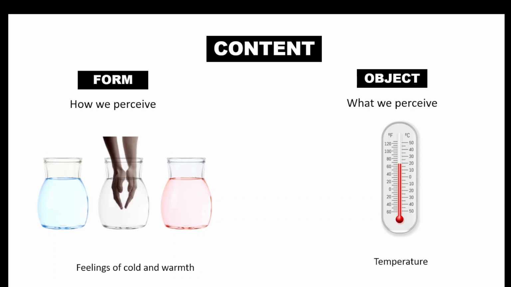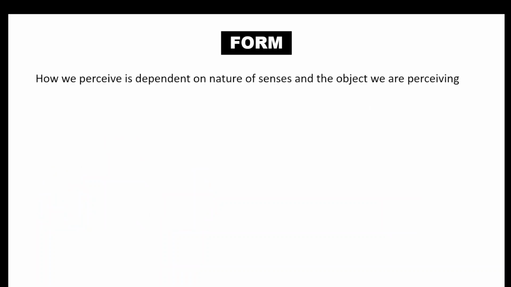But if you want it in quantitative terms, then we are actually measuring temperature, which our form of perception cannot tell. We have to use some instruments for it, like the height of the mercury in a thermometer. So once we have done that, now we move forward to the form. So how we perceive is dependent on the nature of the senses and the object we are perceiving. So perception is a unity between the entity that is observing reality and the object in it.